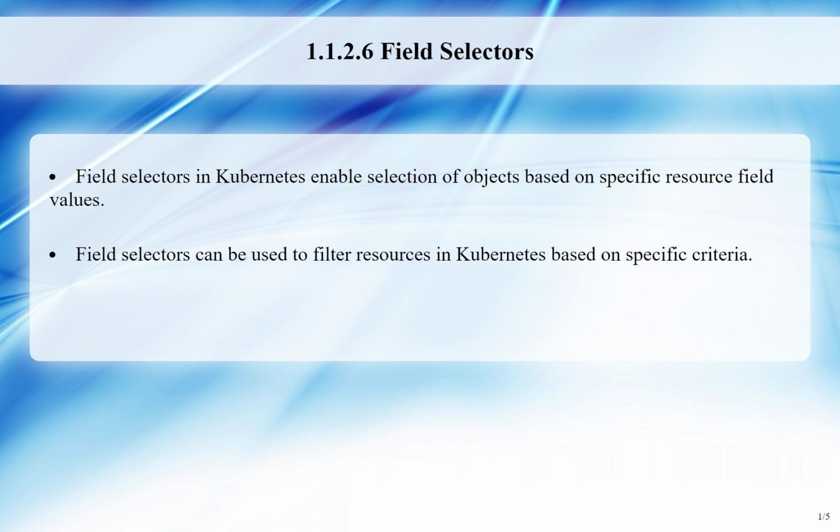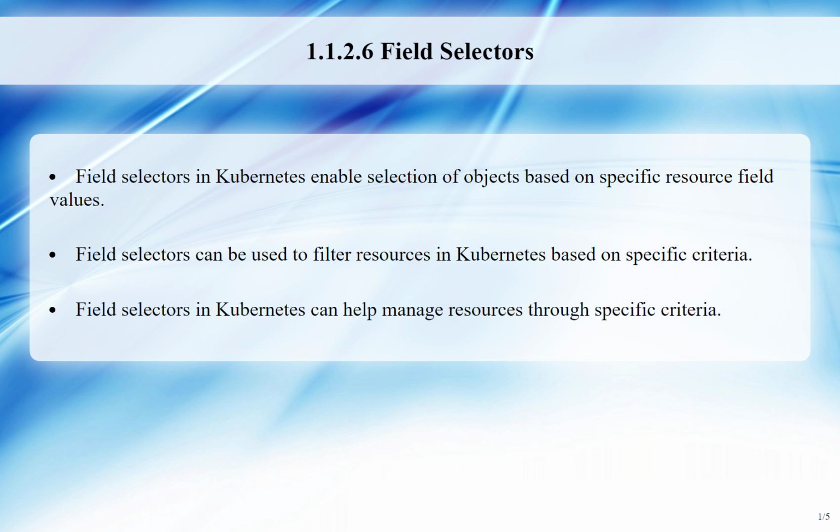For instance, you can use a command to select all pods with a status.phase field set to running. Field selectors act as filters for resources, meaning that without any selectors, all resources of a certain type are selected. This makes commands like kubectl get pods and kubectl get pods --field-selector "" equivalent. Field selectors are a useful tool for querying and managing resources in Kubernetes based on specific criteria.